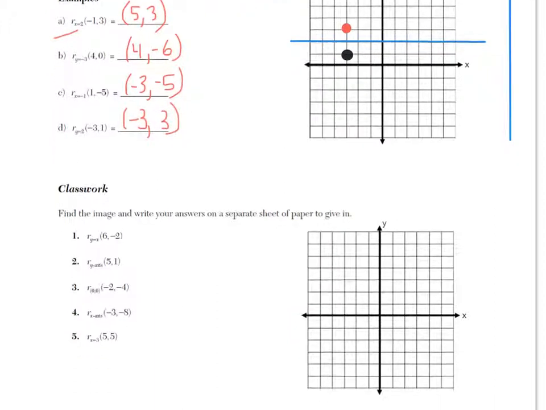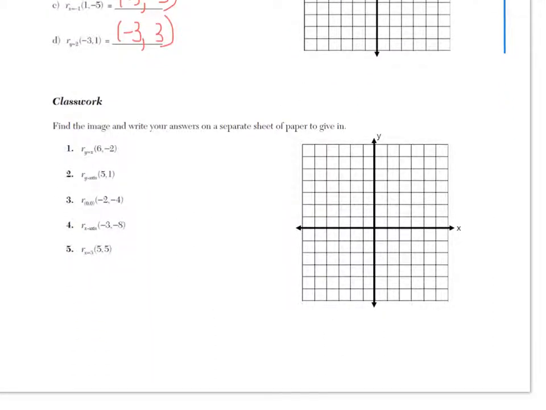Now, here's the test of how you did on your notes. I would like you, right now, to try the classwork and see if you can do these 5 problems in 5 minutes or less. When you're ready, check in with the people at your table and see if you have the same pre-images and images. Since you're going to have a lot of points on here, I recommend you label your points A, B, C, D, and E, and then find A prime, B prime, C prime, D prime, and E prime, and check them with your neighbors to see how you did. Good luck, guys.